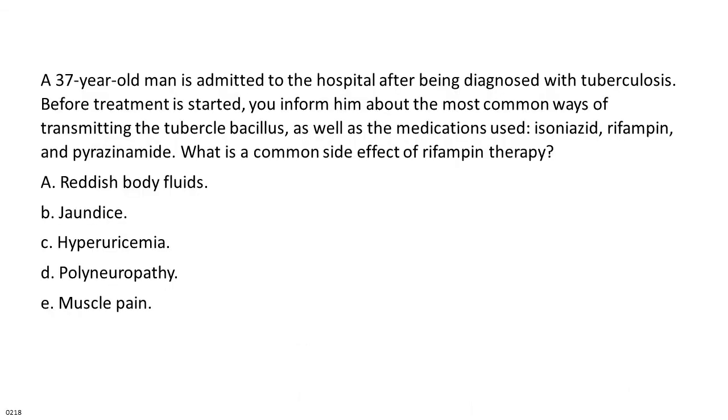A 37-year-old man is admitted to the hospital after being diagnosed with tuberculosis. Before treatment is started, you inform him about the most common ways of transmitting the tubercle bacillus, as well as the medications used: isoniazid, rifampin, and pyrazinamide. What is a common side effect of rifampin therapy? A. Reddish body fluids. B. Jaundice. C. Hyperrhythmia. D. Polyneuropathy. E. Muscle pain.